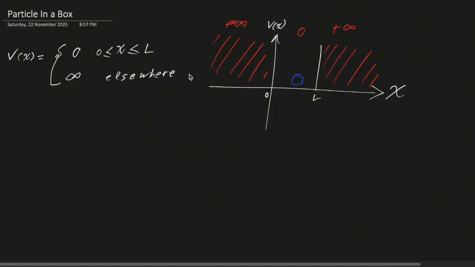Now, in quantum mechanics, our goal is to determine the wave function psi as a function of x, because psi contains all of the information that we need to describe the particle. For example, if we want to calculate the position or the momentum, all the information is within psi. And for example, the probability of finding the particle at a position x is proportional to the squared magnitude of psi.